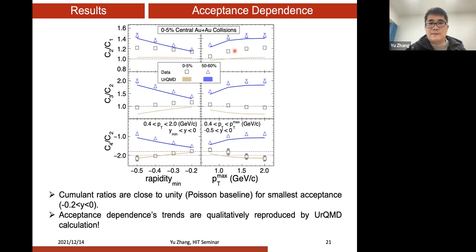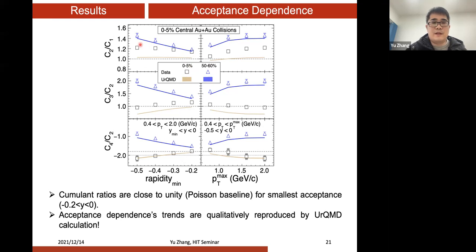And the right-hand side is the pT window scan, the pT from 0.4 to 0.8, 1.2 up to 2.0. The data from the most central 5% are shown as black squares, and the peripheral centrality as blue triangles. And the UrQMD calculation with the same acceptance cuts is shown as the yellow line for central and the blue line for peripheral.